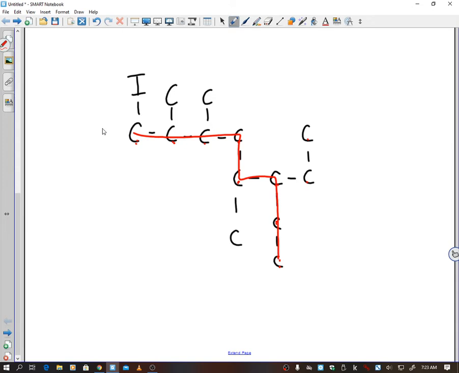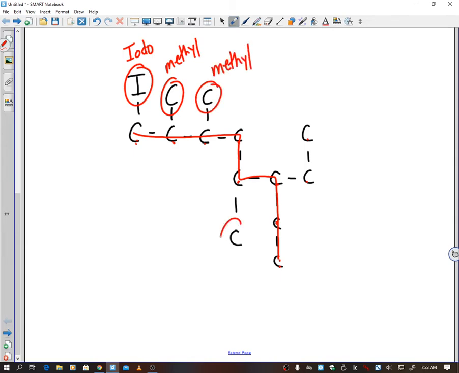All right, so when I do that, now I'm going to look at these. So I have an iodo. I have a methyl. I have another methyl. I have another methyl. And then here, that's 2 carbons, so that is an ethyl group. Okay, so now when I go to count, I could go 1, 2, 3 before I get to my first branch. Or I could go carbon 1, and I'm right there at one of my branches. So I'm going to number this way.